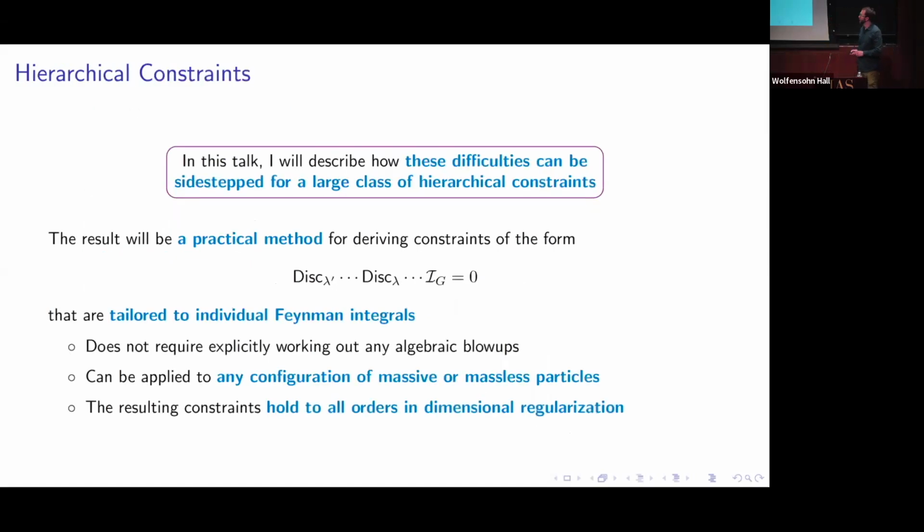However, what I'm going to tell you about in the remainder of this talk is that actually these difficulties could be sidestepped for a very large class of hierarchical constraints. And the result is going to be a practical method for deriving discontinuity restrictions on our Feynman integrals of this form, where these dots indicate that I'm allowed to take any sequence of discontinuities before these discontinuities with respect to lambda and lambda prime. So these restrictions will be tailored to individual Feynman integrals, and we will not need to explicitly work out any algebraic lobes to find any kind of hidden solutions to the Landau equations that represent singularities in our Feynman integrals. And it'll be possible to apply this method to integrals involving any configuration of massive or massless particles, and the resulting constraints will hold to all orders in dimensional regularization.